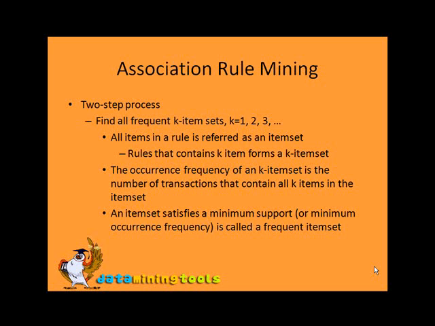Let's understand association rule mining. It's a two-step process. First, find k item sets where k might be 1, 2, 3, and so on. All items in a rule are referred to as an item set. The rules that contain k items form a k item set. The occurrence frequency of a k item set is the number of transactions that contain all k items in the item set. An item set that satisfies a minimum support is called a frequent item set.